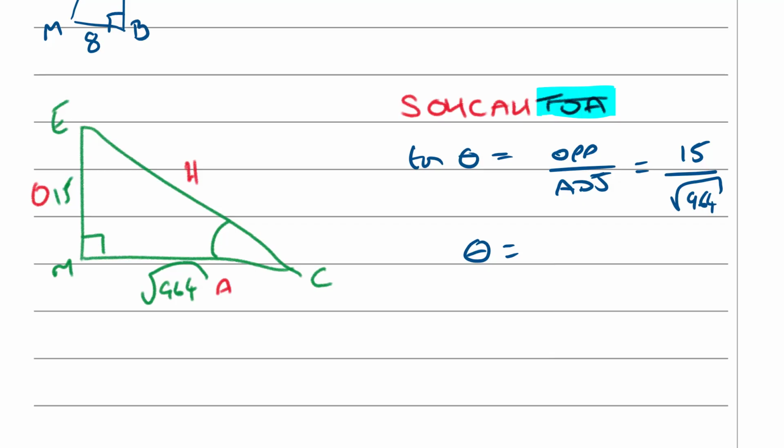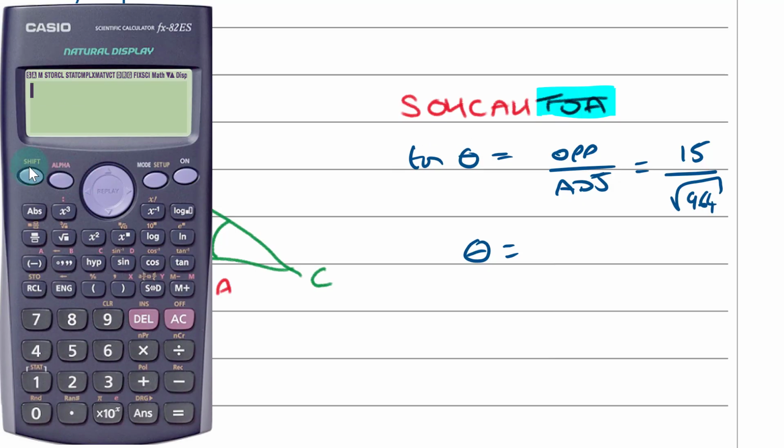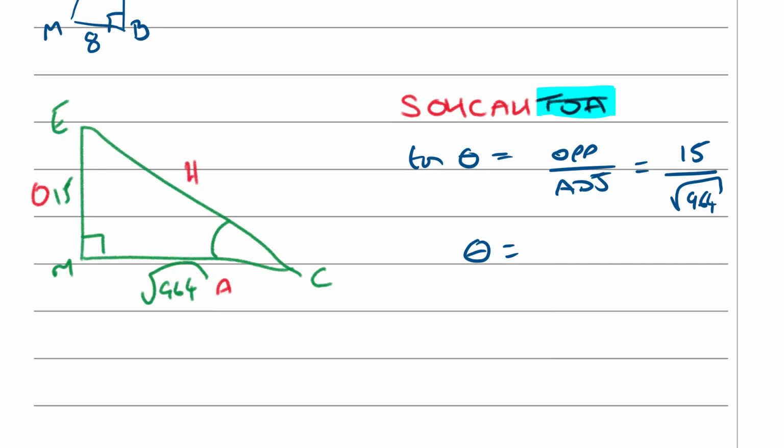So let's type that into the calculator. Shift tan, 15 divided by the root of 964. What's that going to give me? That gives me 25.785, which I'm going to round up to 25.8. I normally give angles to one decimal place unless otherwise told. So I'm going to write that down as 25.8 degrees.